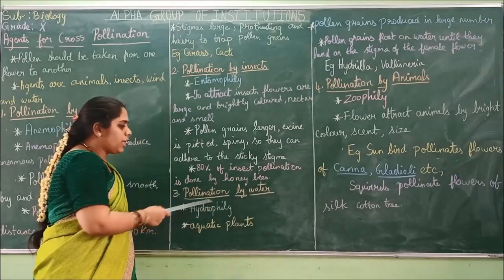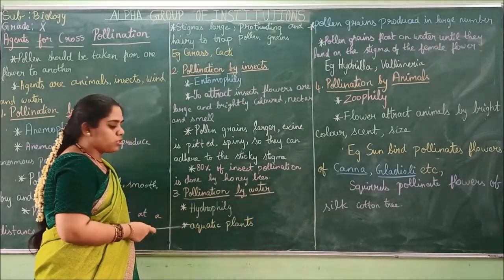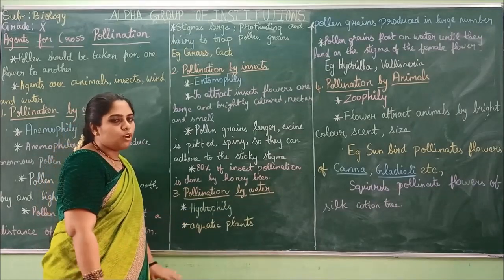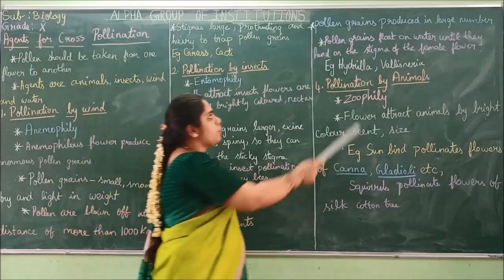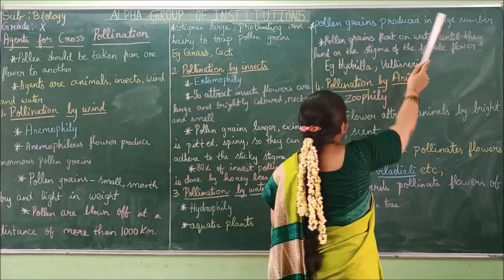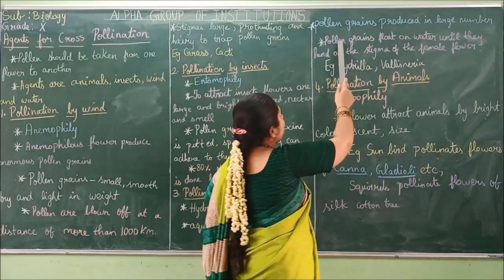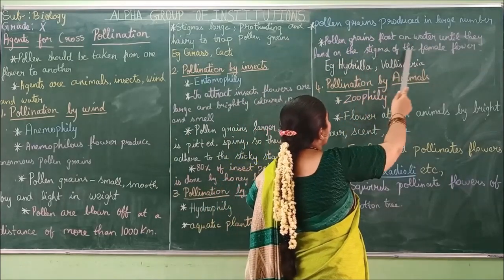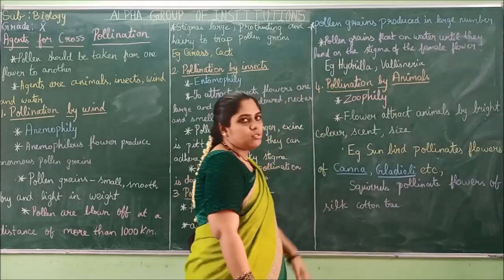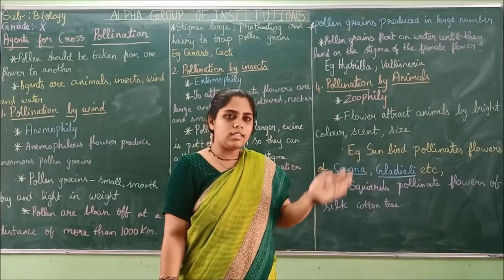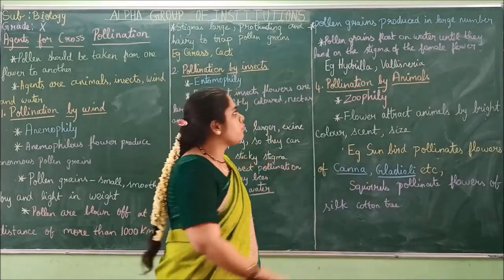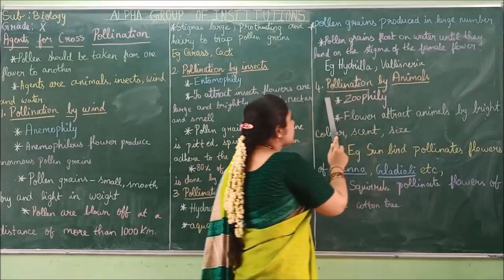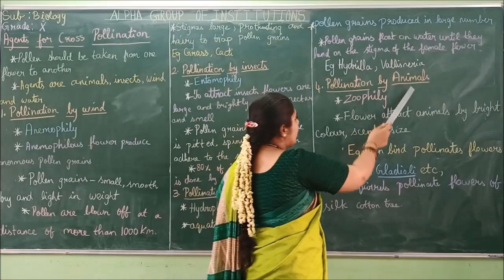The third is pollination by water. It is also known as hydrophily. Aquatic plants are involved in hydrophily. The pollen grains are produced in very large number. Pollen grains float on water until they land on the stigma of the female flower. So they should float until they reach the female flower. Example, hydrilla and gallinaceae.